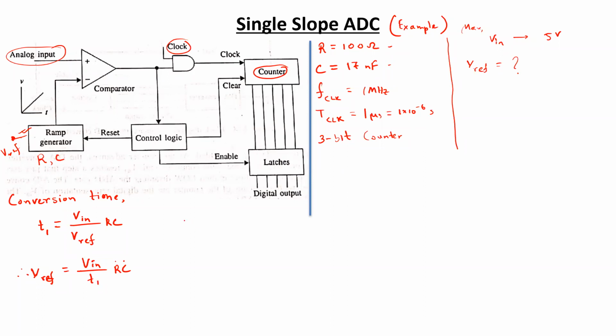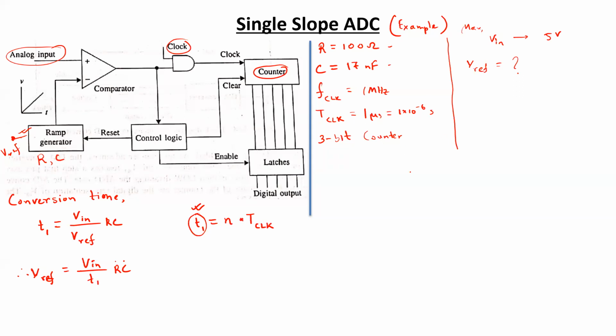For T1, the conversion time, another relation was shown in terms of the period of the clock pulse multiplied by small n. So what was small n representing? Number of counts, the counter count. Yes, the number of counts the counter raises its count within the duration of T1, or you can say the number of clock pulses that the counter receives within the duration of T1.